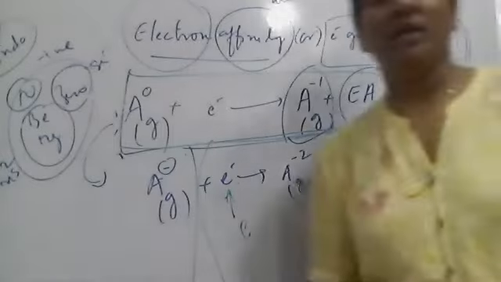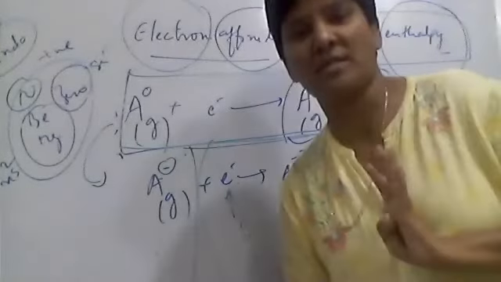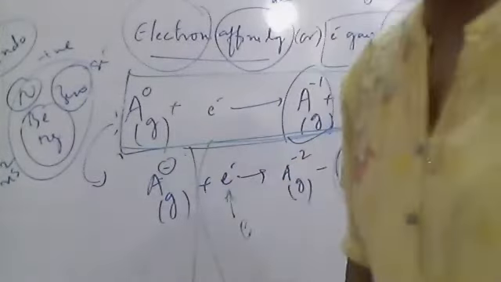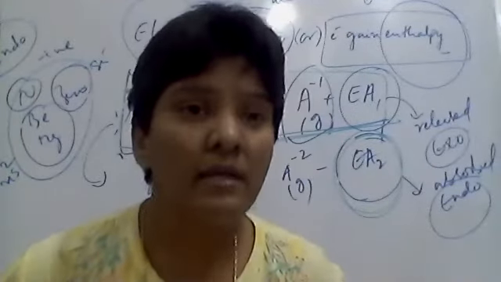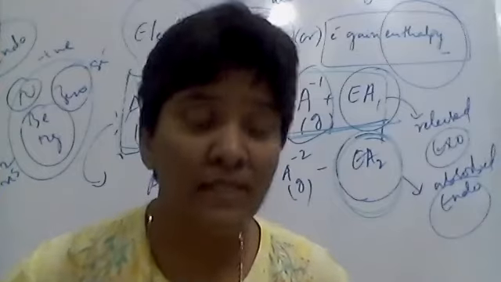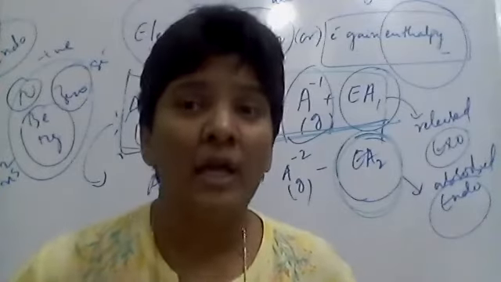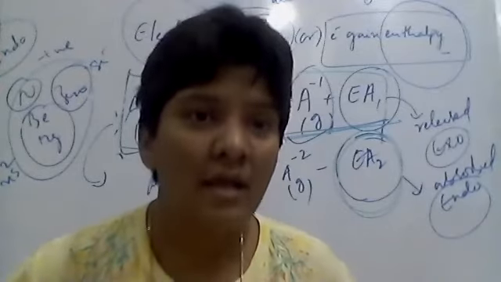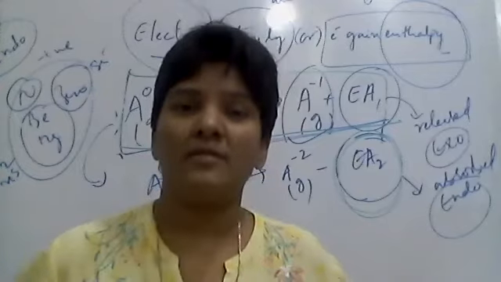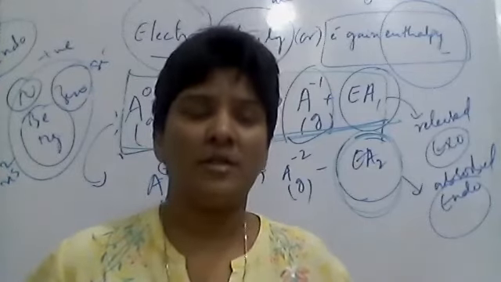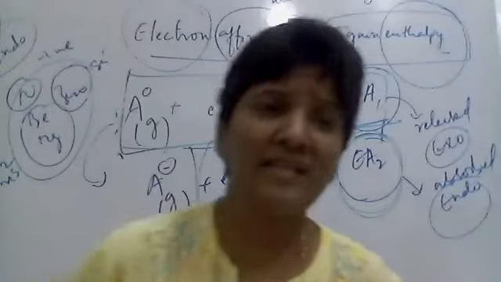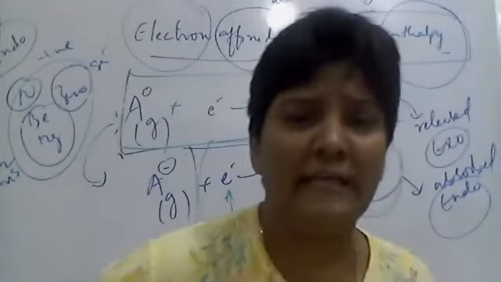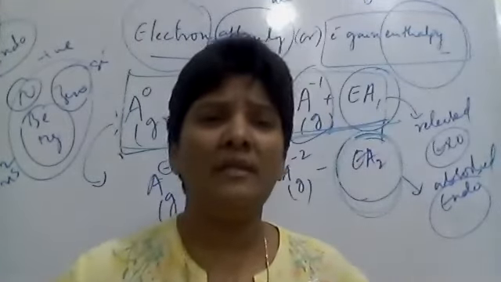So here you have to write this for 4 marks, and you should also know how electron affinity changes in a group and period. In a group, electron affinity decreases because size increases and nuclear charge decreases. But in a period, electron affinity increases as atomic size decreases and nuclear charge increases. Now one question: what is the element with the highest electron affinity in the periodic table?